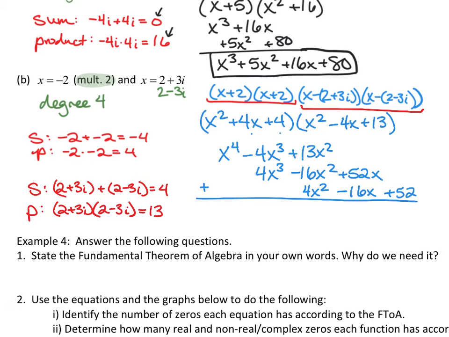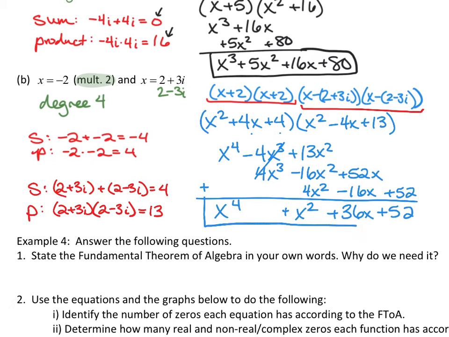If you do this waterfall looking thing, notice that now all of my like terms are lined up. So I can just add straight down so that I get all of my like terms without having to do any sort of rearranging to get my final polynomial.